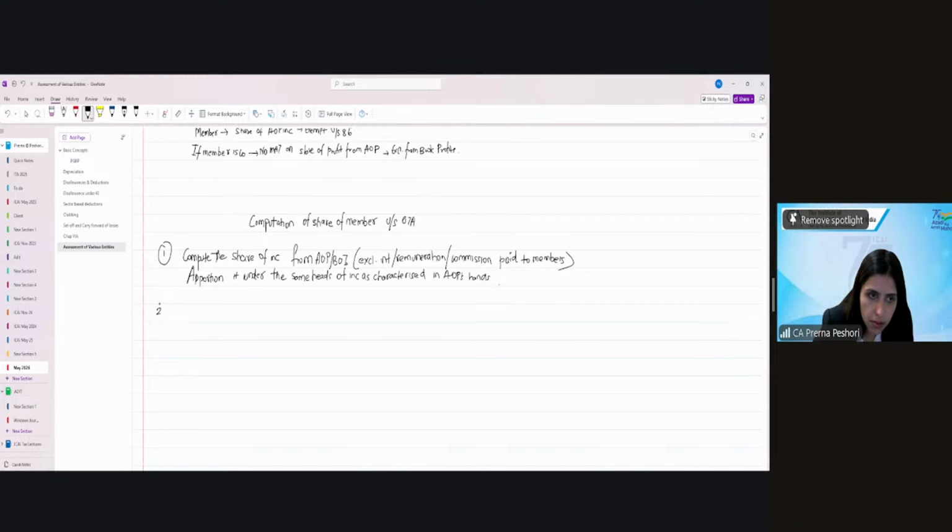Step 2 will be add interest, remuneration or commission. Right? Step 3 will be less any interest on loan taken by the member for investing in AOP or BOI. Right? This will give you the total income from the AOP or BOI.